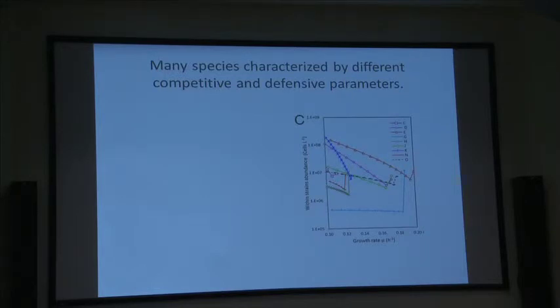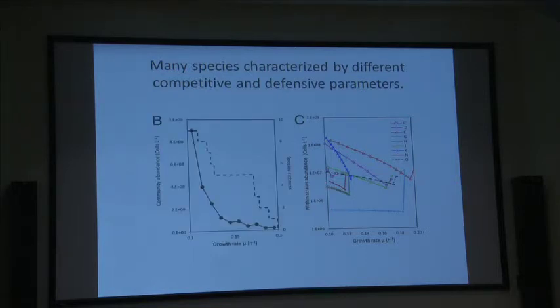So this is just a model community where the defensive and competitive parameters of each species are drawn randomly. Then you can get things like this. And interestingly, here's the growth rate, but the community is dominated by these slow-growing strains.